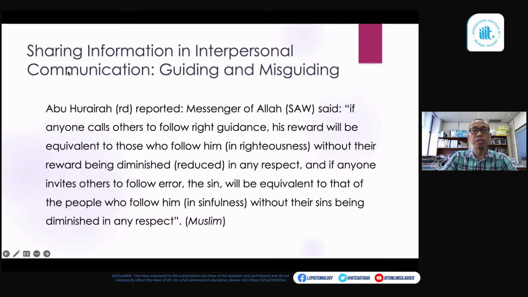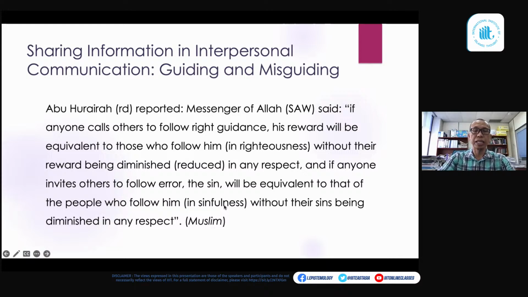This is a very important hadith, especially for me. Sharing information, interpersonal communication, guiding and misguiding. So this is one of the many important hadiths that I always remind myself. Abu Hurairah radiallahu anhu reported, Messenger of Allah sallallahu alaihi wasallam said, if anyone calls others to follow right guidance, his reward will be equivalent to those who follow him, without any reward being diminished or reduced in any respect. And if anyone invites others to follow error, then of course the sin will be equivalent to the people who follow him in sins, without the sins being diminished.